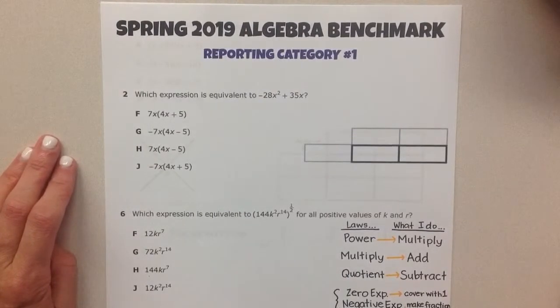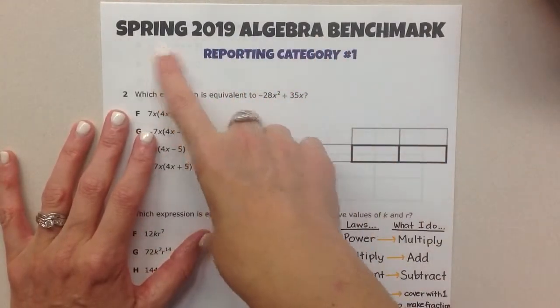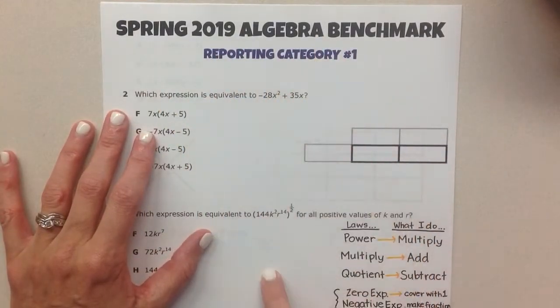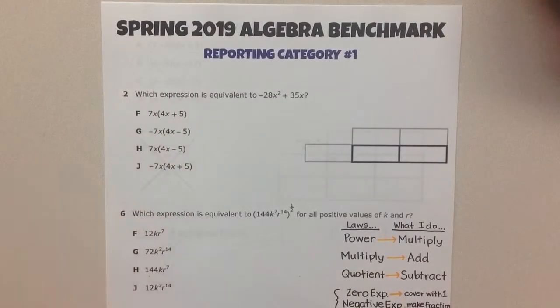Okay, so in this video, I'm going to go over your algebra benchmark for the spring of 2019, your reporting category 1 questions. So this is going to cover questions 2, 6, and 9. If you missed any of these questions, this is going to walk through the thought process you should have had, so that when you take your benchmark in May and you see questions like this, you will be able to correctly answer them.